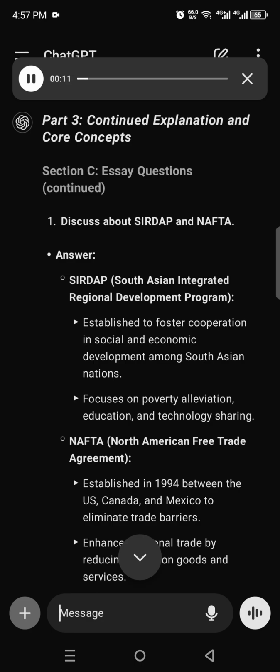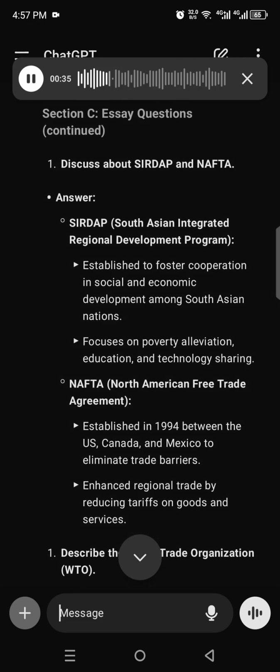Answer. SAARC, the South Asian Association for Regional Cooperation, established to foster cooperation in social and economic development among South Asian nations. Focuses on poverty alleviation, education, and technology sharing. NAFTA, North American Free Trade Agreement, established in 1994 between the U.S., Canada, and Mexico to eliminate trade barriers. Enhanced regional trade by reducing tariffs on goods and services.